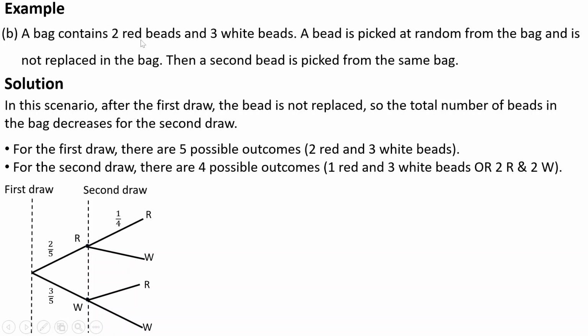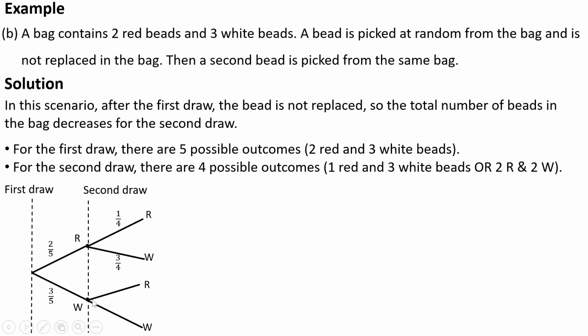Because that red bead which was picked here and not replaced did reduce the number to 4. So here the probability that the white bead will be picked is still 3/4, because we assume that the first bead here was red.